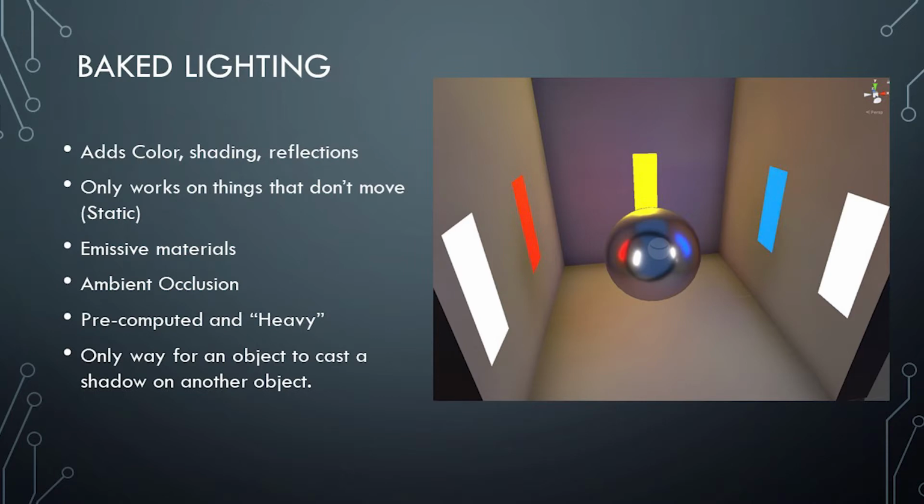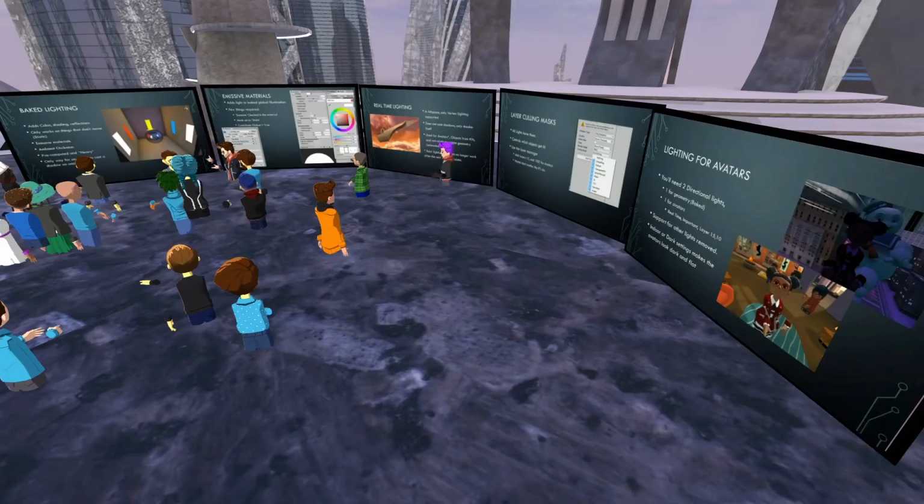Also, look at the shadows in the corners where the walls come together. That is an effect called ambient occlusion. Ambient occlusion happens naturally where two objects start coming together.